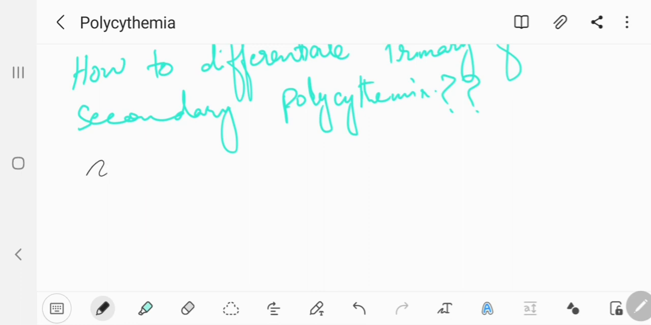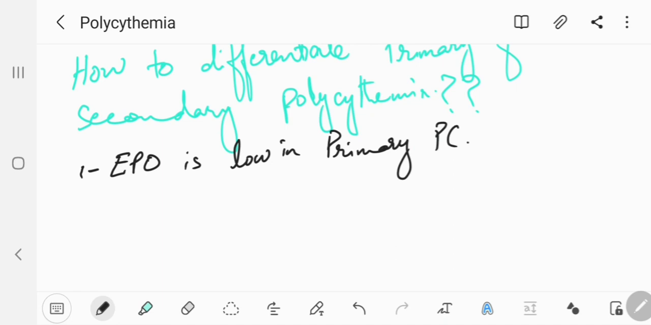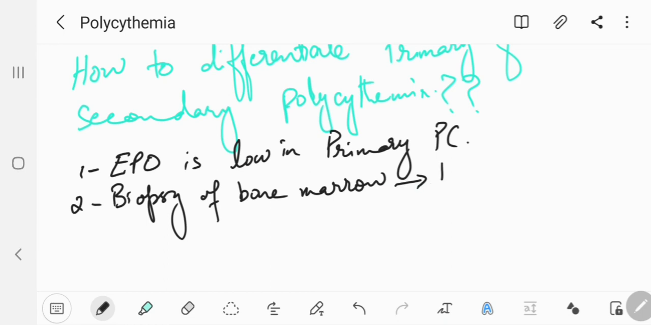Number one, in primary polycythemia, the erythropoietin levels will be either low or normal, as the cause behind this increased production of RBCs is not the erythropoietin itself. So the erythropoietin will be low in primary polycythemia. Then on biopsy of the bone marrow, we will find hyperplasia, that is, an increased number of cells present inside the bone marrow.